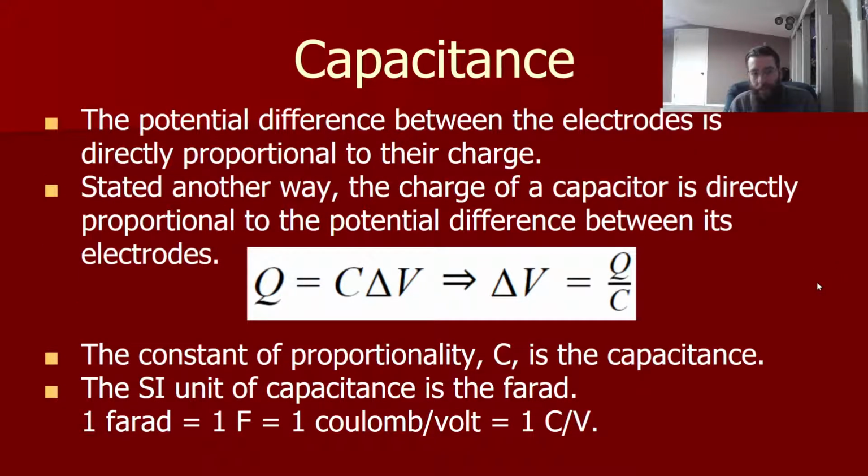We say the potential difference between the electrodes is directly proportional to their charge. Stated another way, the charge of a capacitor is directly proportional to the potential difference between its electrodes. So we have this formula here written two different ways. It should probably be written a third way. Q stands for charge, and just like with the electric field, it's the charge on one of your two electrodes, because obviously if it's equal and opposite and you had two charges, the total would be zero charge between them. So this is just the charge on one electrode.